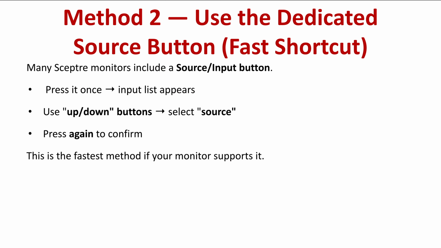Method 2 is to use the dedicated source button. Many Sceptre monitors include a source or input button. Press it once and the input list appears. Use the up and down buttons to select a source, and press again to confirm. This is the fastest method if your monitor supports it.